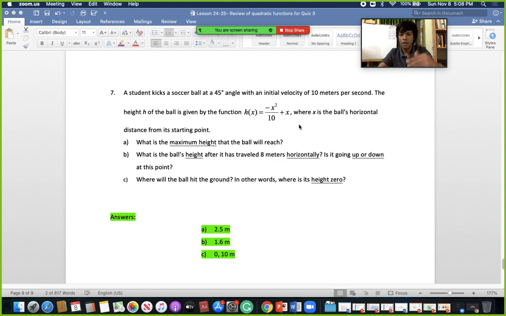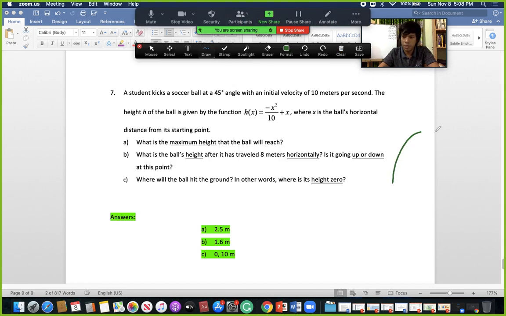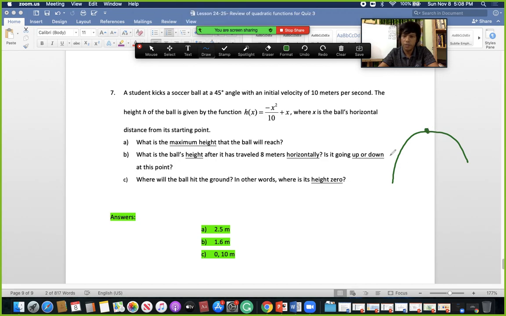So these are the given information. The question is, what is the maximum height that the ball will reach? x is the horizontal distance, and this side is the height. So what is this height? How can we find the maximum height? Maximum height will be the vertex y value. This is the y value, and the vertex y value will be the maximum height.